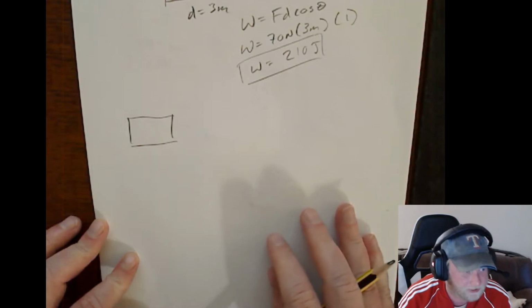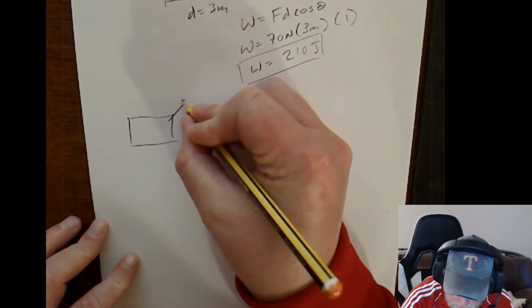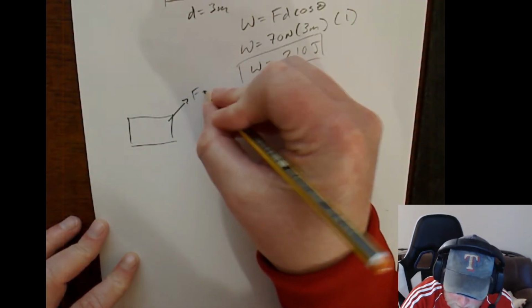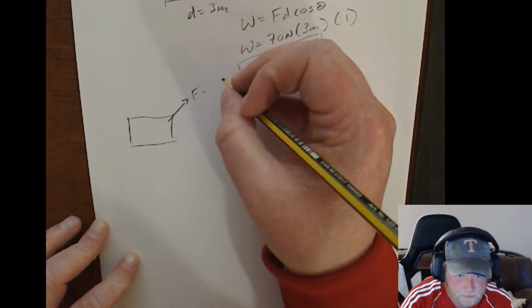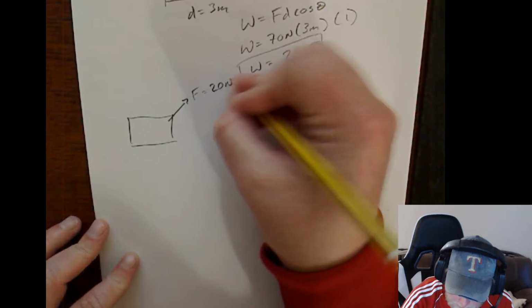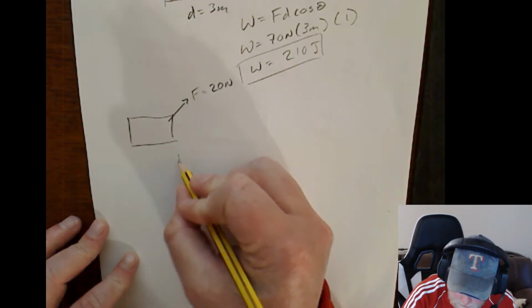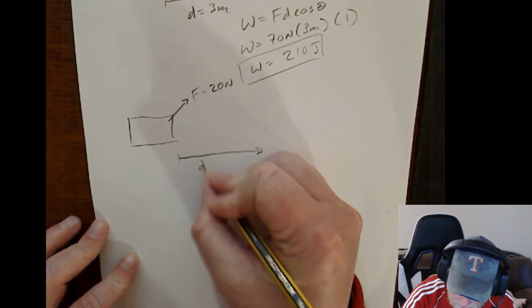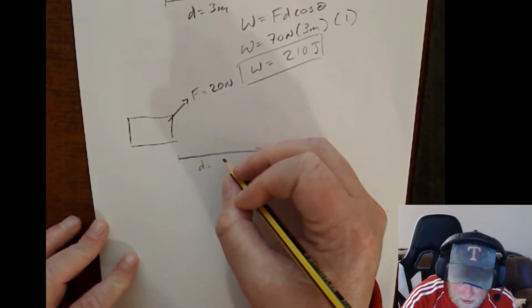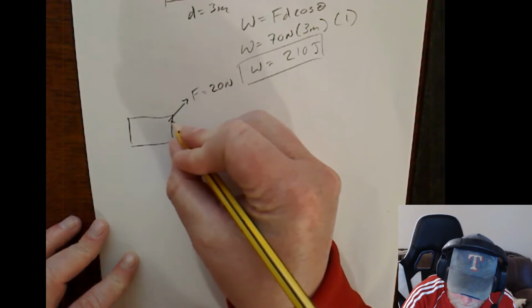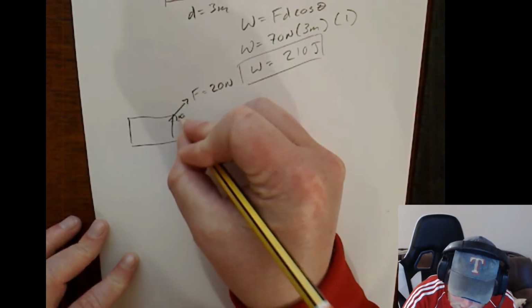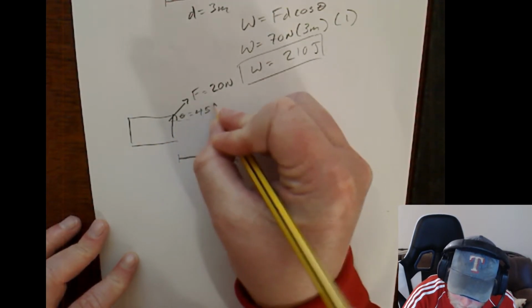So again, always start with just a basic little free body here. We've got our force of 20 newtons, right? That tension force. It's displaced a distance of 100 meters. And we know that theta is 45 degrees.